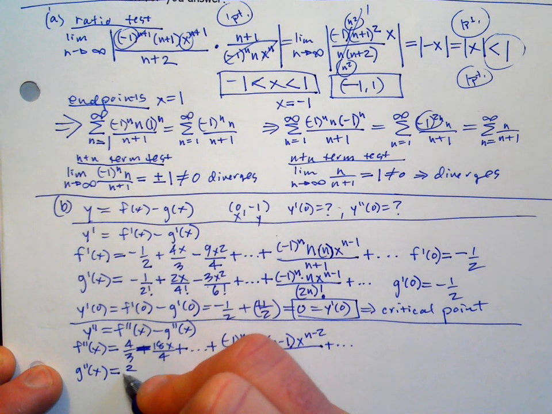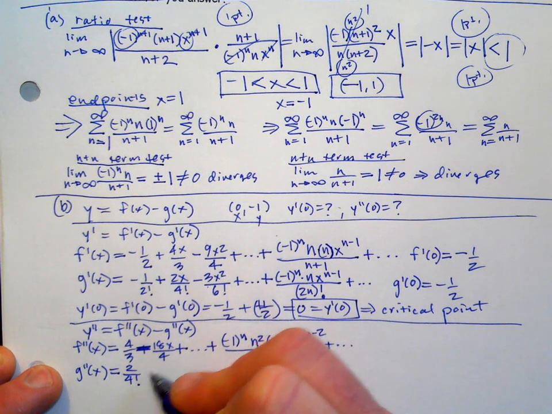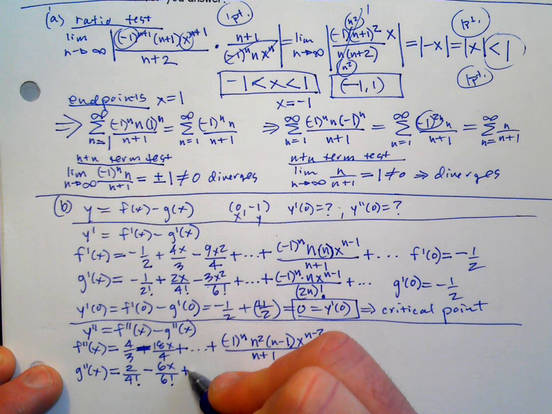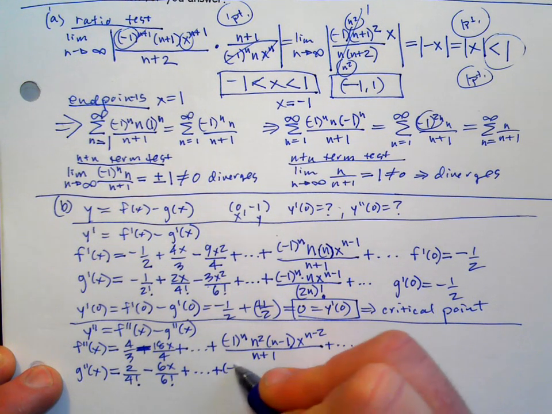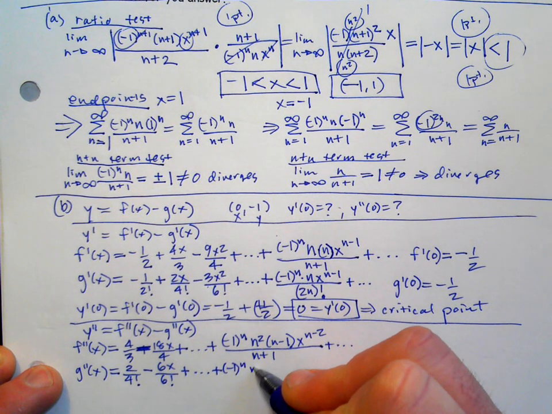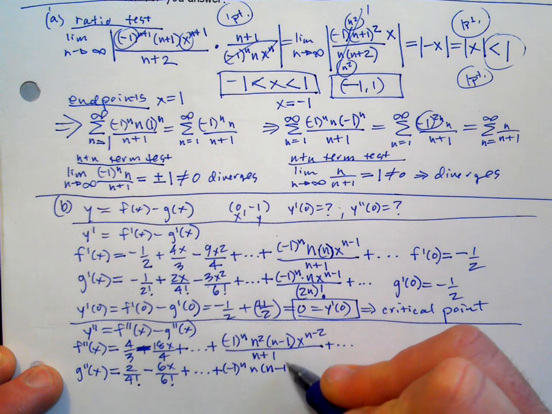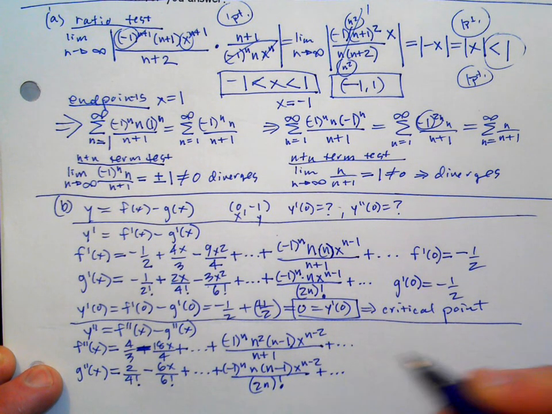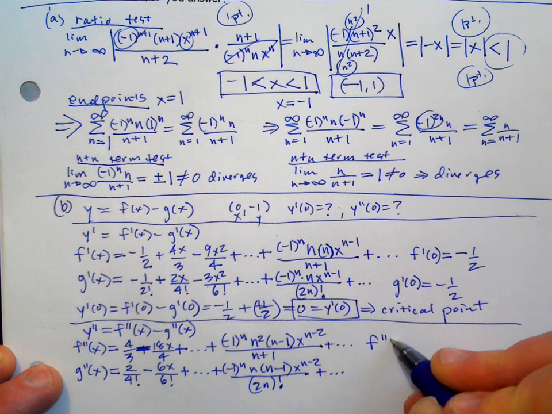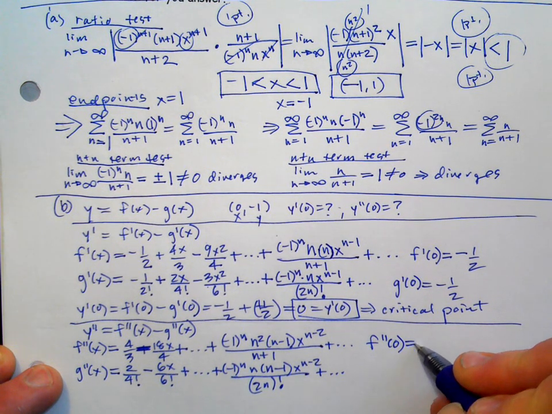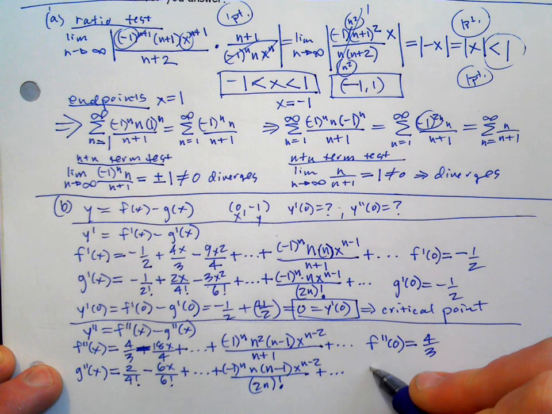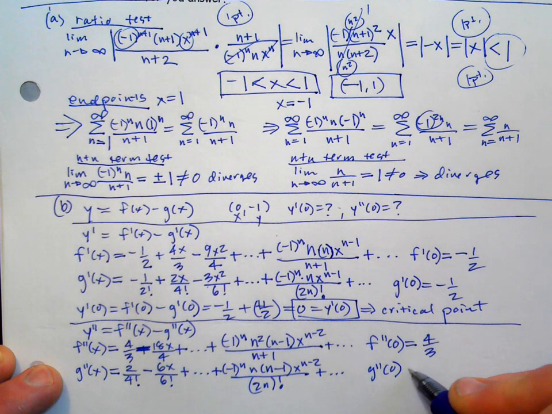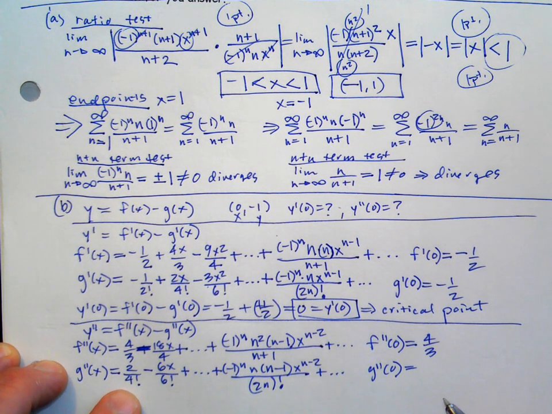g double prime of x equals 2 over 4 factorial minus 6x over 6 factorial plus dot dot dot plus -1 to the n times n times n minus 1 x to the n minus 2 all over 2n parentheses factorial plus dot dot dot. So I'm just writing those real quick. I'm going a little quicker now. F double prime of 0 is 4/3. G double prime of 0 is 2 over 4 factorial, and 4 factorial is 4 times 3 is 12 times 2 is 24.